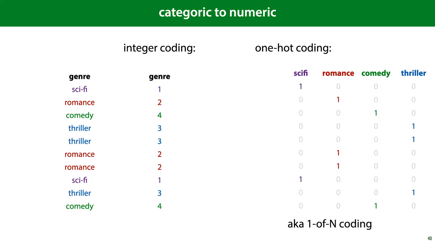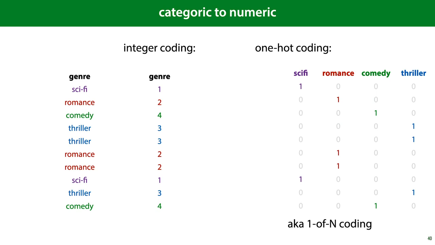In one-hot coding, we introduce a new numeric feature for every category in our single categoric feature. So here we have four categories. So we introduce four numeric features where we use only the values 0 and 1 to indicate whether or not that category is present for this particular instance. This hopefully gives you some idea of what goes into crafting a machine learning dataset.